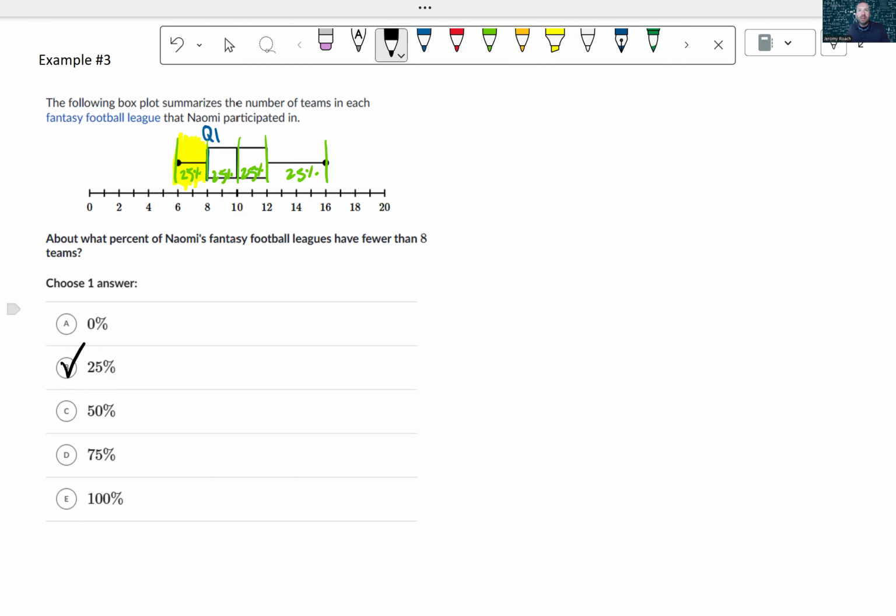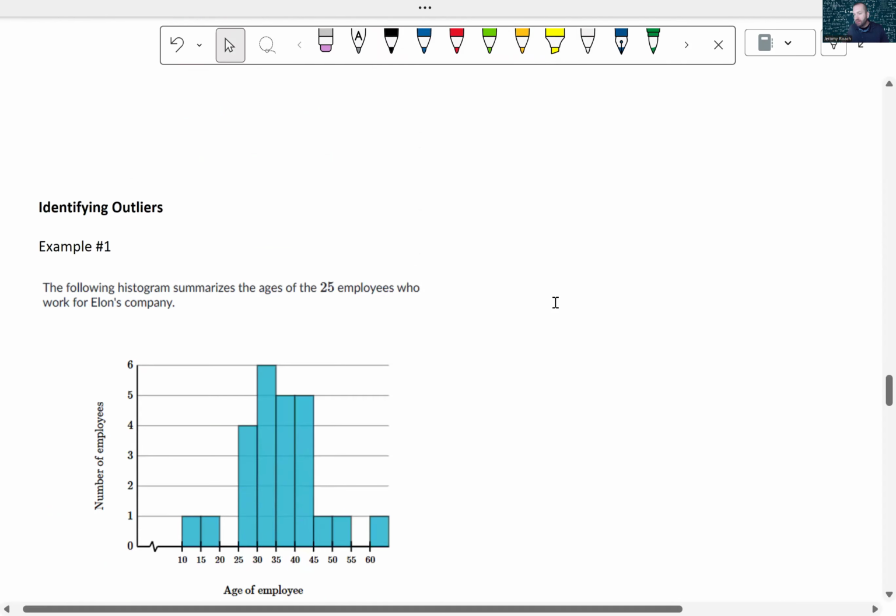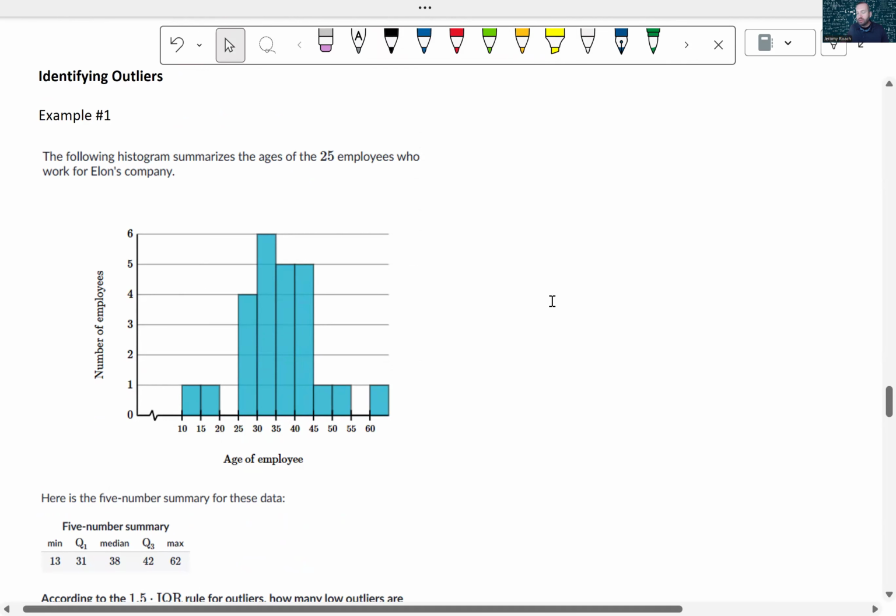All right, we're next going to look at identifying outliers. And now we're going to have to use a formula in order to solve these. There's something called the 1.5 IQR rule, and this is a method to identify potential outliers.